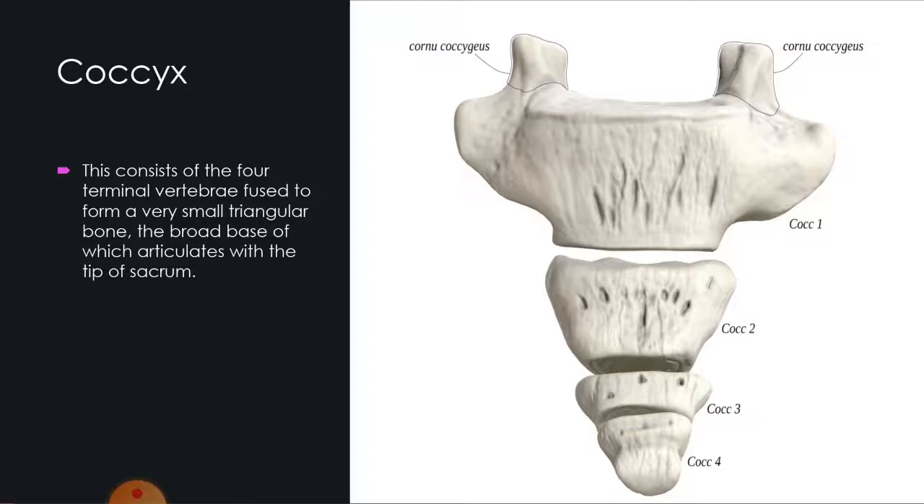Then comes the coccyx, and we know that the coccyx consists of 4 vertebrae that fuse to form a very small triangular bone. The broad base of the coccyx articulates with the tip of the sacrum. So this is coccyx 1, coccyx 2, coccyx 3 and coccyx 4. This bone is also called the tailbone.